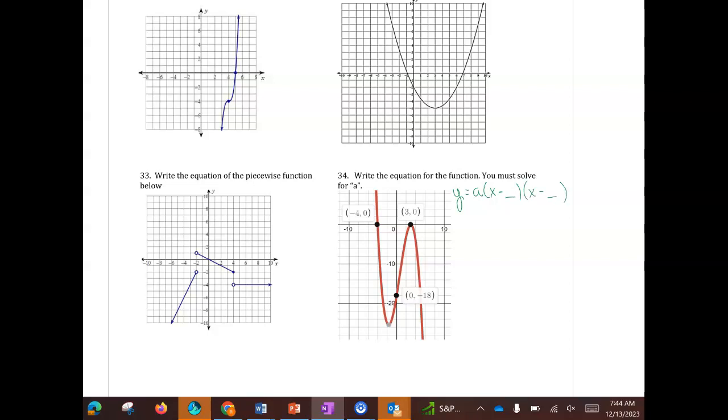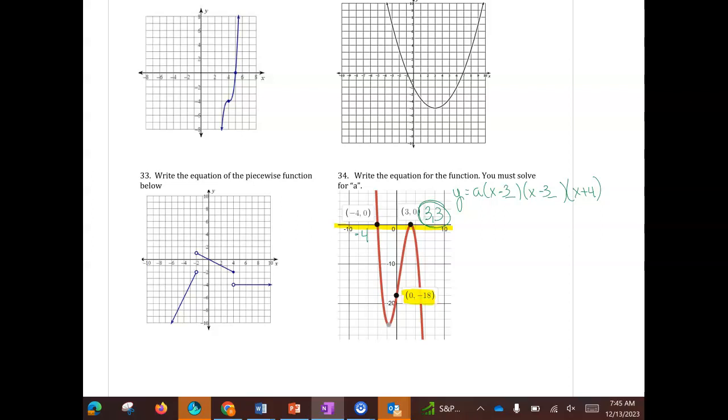And I see at -4, it crosses, so -4 is going to show up once. And at 3, it's bouncing, so 3 is going to show up twice as an answer. So that means when I make my parentheses, I'm going to have an x minus 3 and another x minus 3, because those parentheses make my 2 3s. And then I'll have one more as x plus 4. So in order to solve for a, you always need some additional point, some point that's not on the x-axis.